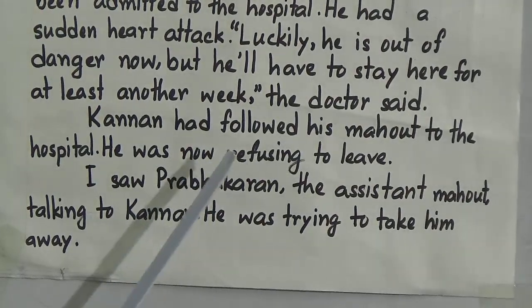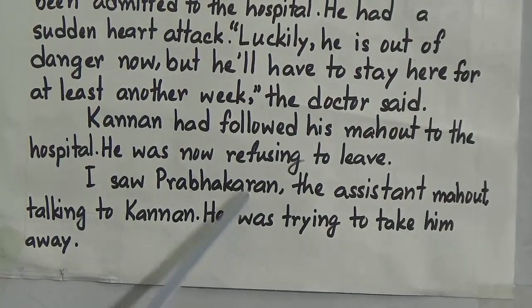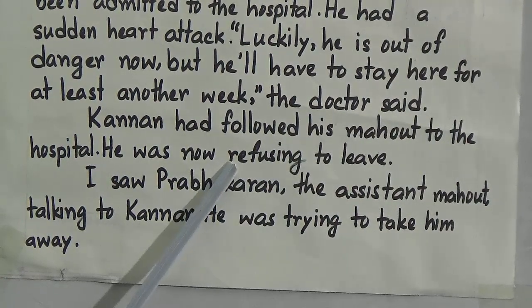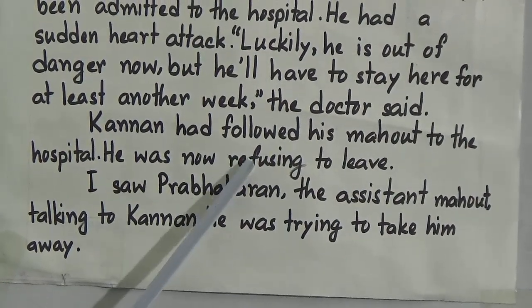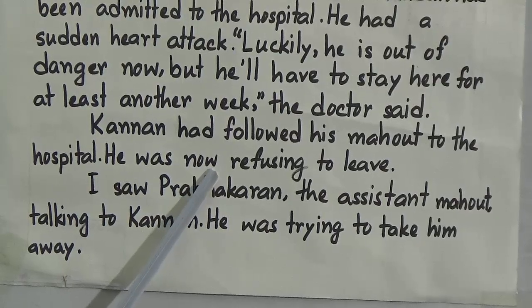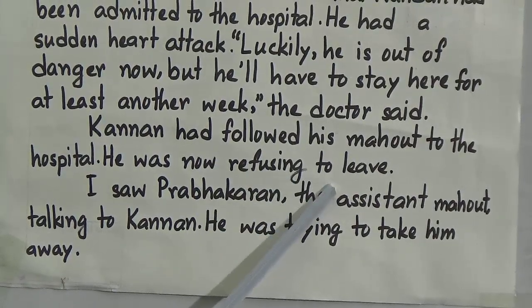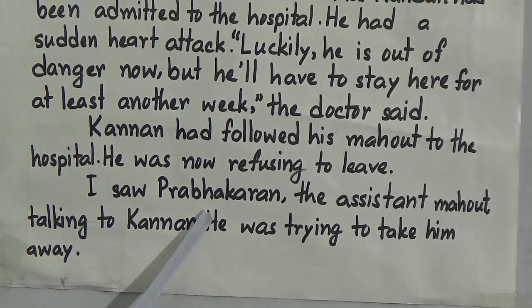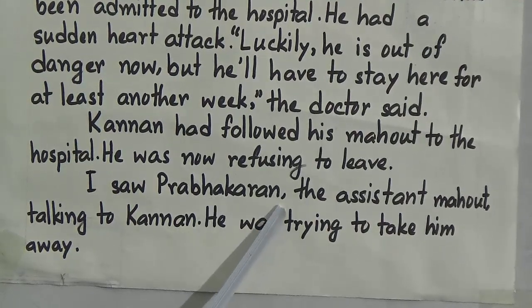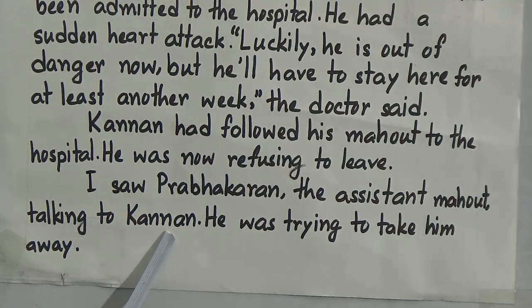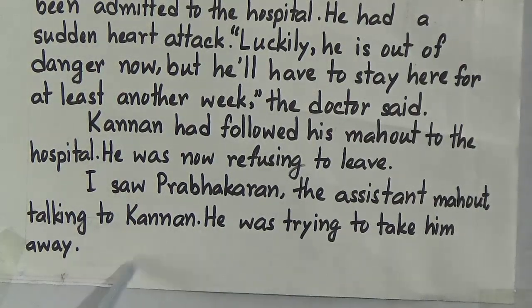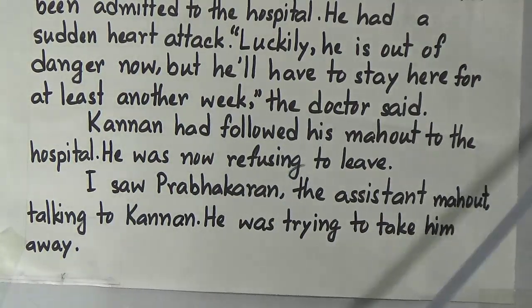Now Conan followed his Mahout to this hospital. When Nandan was taken to the hospital, he just followed his Mahout. And now this elephant did not want to leave this place. Now the speaker saw Prabhakaran, who was the assistant Mahout, and this Prabhakaran tried to talk to Conan, but he was not able to convince the elephant to leave this place. Now look, he was trying to take him away, but what happened?